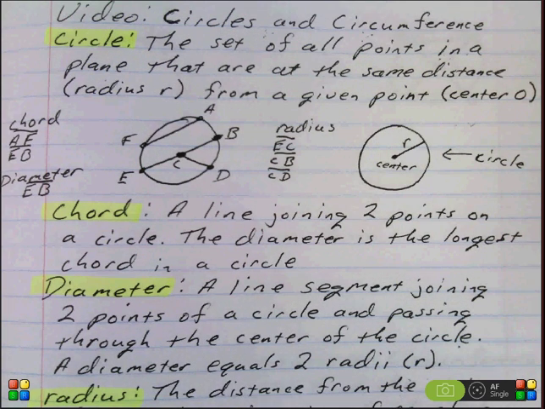Welcome back. Today we're going to be discussing circles and circumference. Again, we're starting out with our vocabulary. So we're starting out with what is a circle?